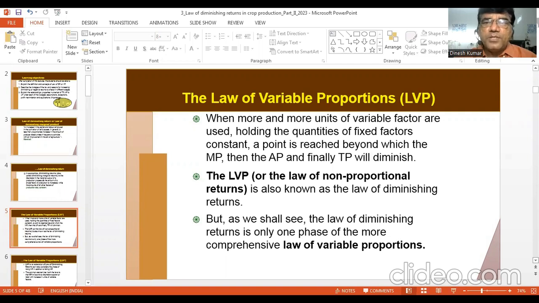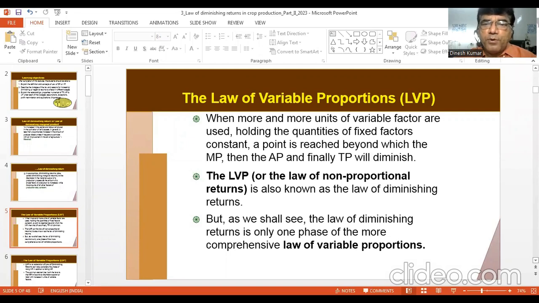When more and more units of a variable factor are used, more and more means you are increasing the units of the variable factor one by one. For example, 1, 2, 3, 4, 5. So every time you are increasing by 1, the increment is the same. When more and more units of variable factor are used, holding the quantities of fixed factor constant, like it was the case in diminishing return also, a point is reached beyond which the marginal product, then the average product, and finally total product will diminish. So it is also the case of law of diminishing return.